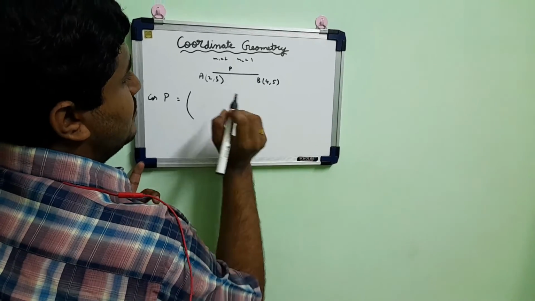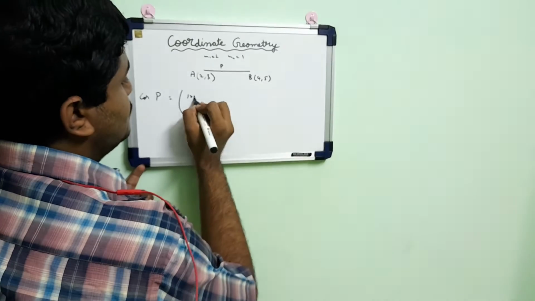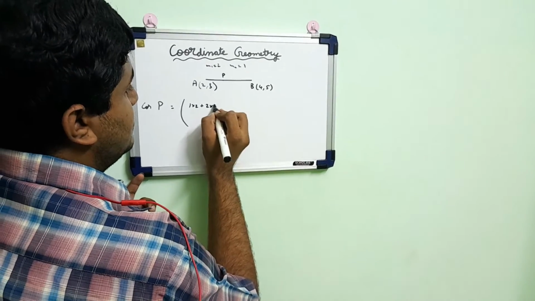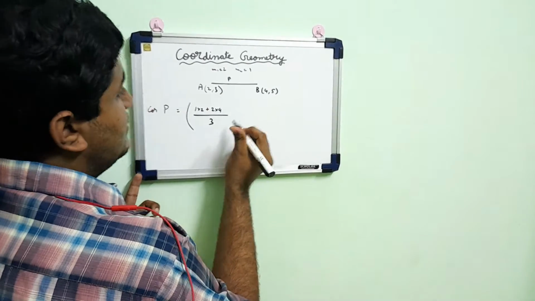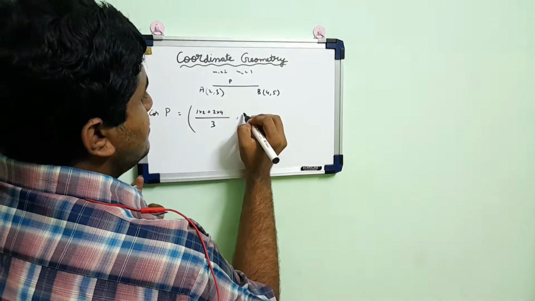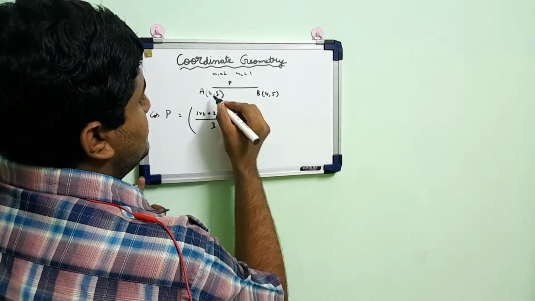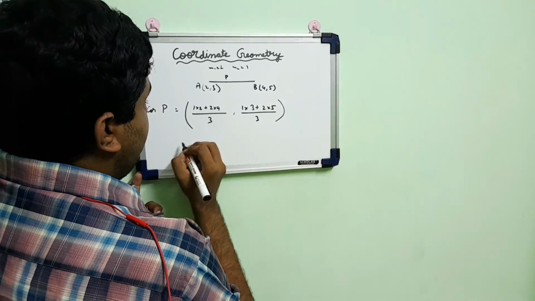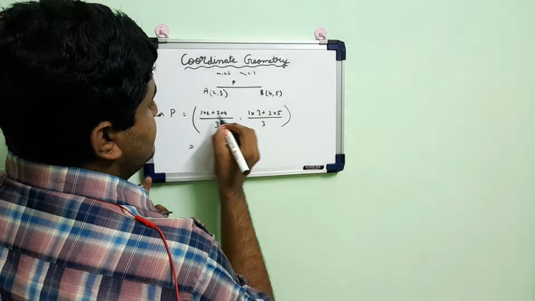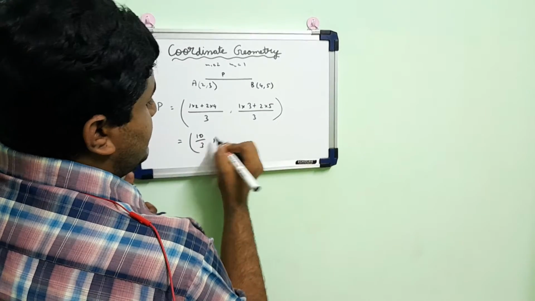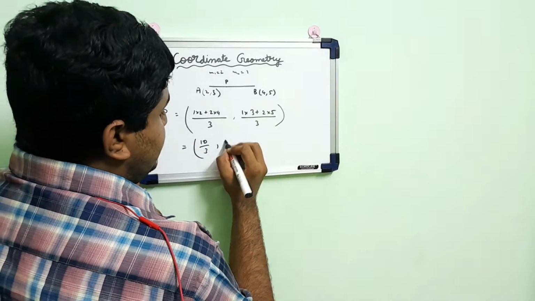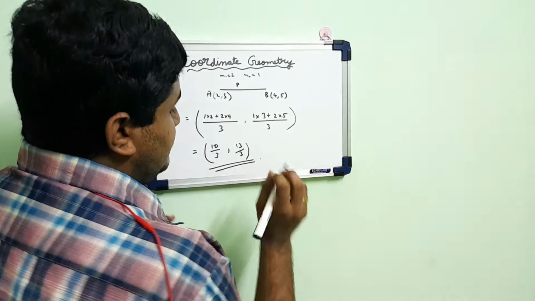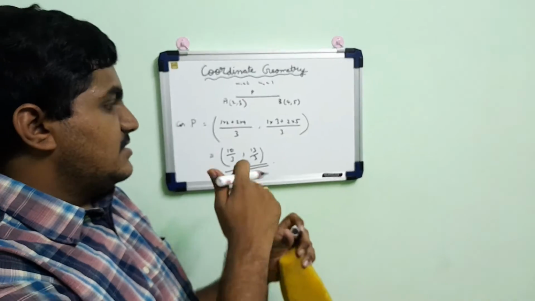Coordinates of P, using the section formula, we write it as (1 into 2 plus 2 into 4) by the sum of the ratios, that's 2 plus 1, 3. Then for the y coordinates, 1 into 3 plus 2 into 5, by 3. So by adding the numerators we get 10 by 3 comma 13 by 3. So the coordinates of the point P are (10/3, 13/3). So this is the usage of the section formula.